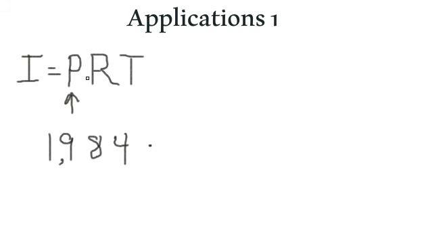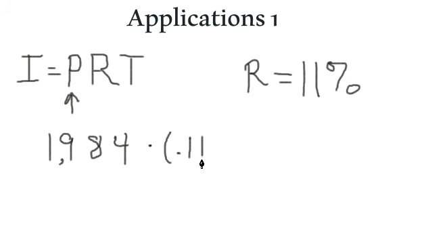The rate was 11%. So R was equal to 11%, but we're going to move the decimal place over 2 places to the left. So that's going to end up becoming 0.11. And it was for 42 years. So T is 42. So we're going to leave that in years. All right, and this is all equal to I. So this is the interest. So what we're going to do here is just simply take these 3 numbers and multiply them together to get our final answer.